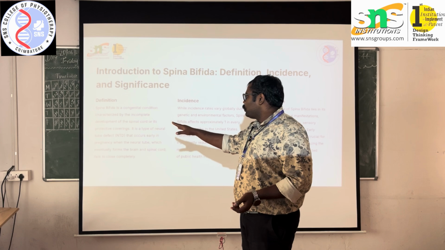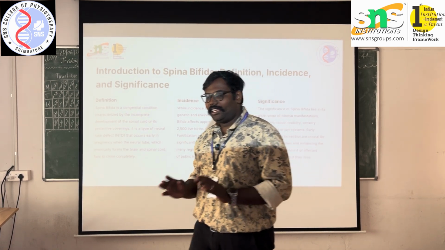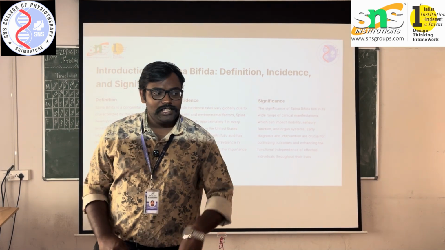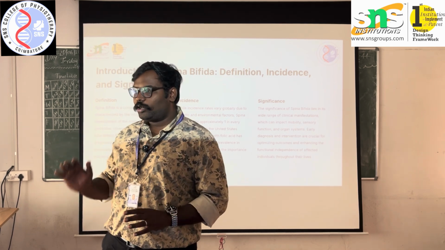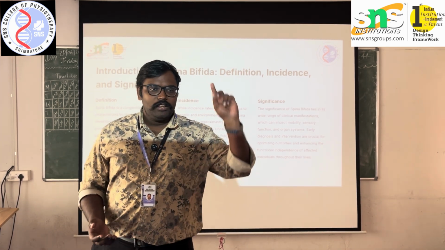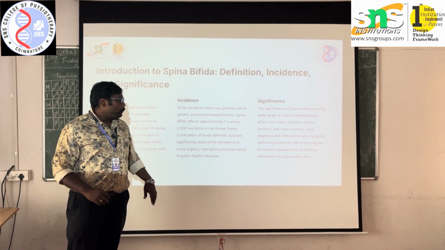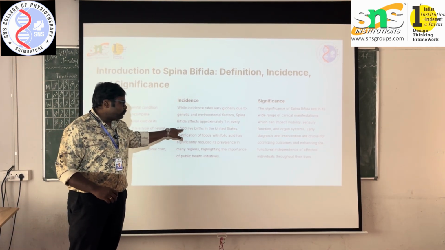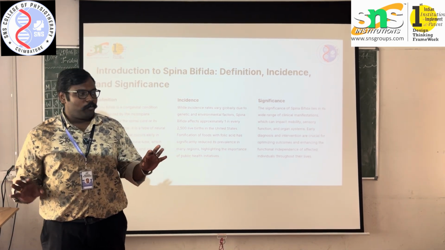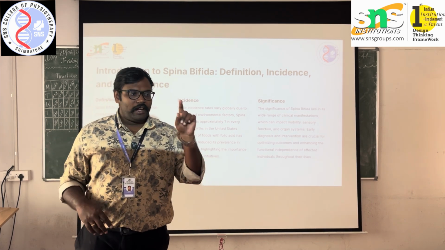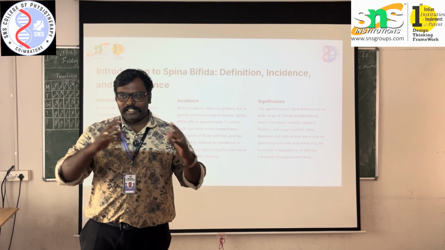This is also called neural tube defect, NTD. So for examination purposes, if they ask you to write an essay on NTD, that is neural tube defect, you will be writing about spina bifida. Now going for the incidence. Approximately 1 in 2500 live births. For example, today 2500 children are being born in this whole world, and among them one child will have spina bifida or the other types.